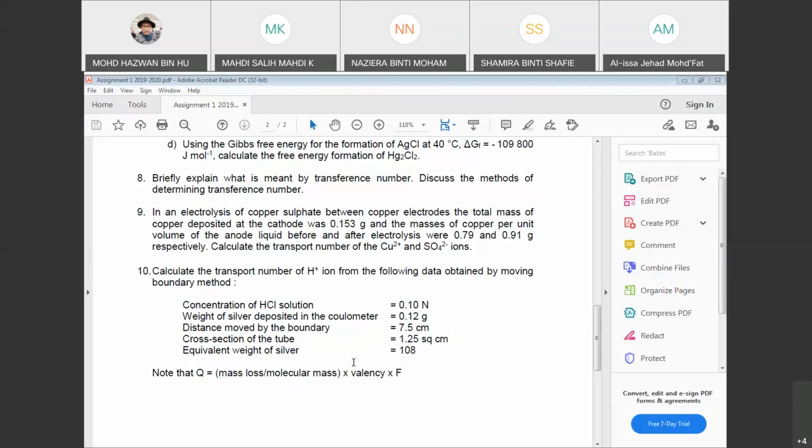T plus is equal to S multiplied with L multiplied with C over mass loss over molecular mass multiplied with valency only, and multiply with 1000, because F and F on top have been cancelled off. So I think with that you can try to calculate and you can get it. Right, Mahdi? Yeah, right. Okay.